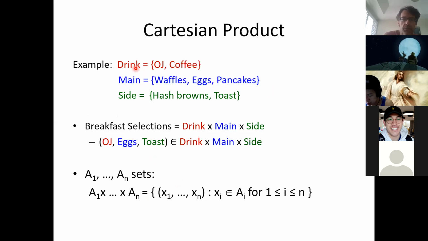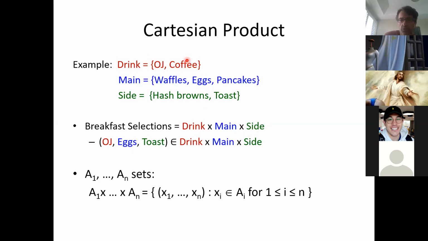I can do Cartesian products of many sets. They are basically sets of triples whose first element must be a member of the drink set, the second a member of the main dish set, and the third a member of the last set, right? So how many elements will this Cartesian product include?